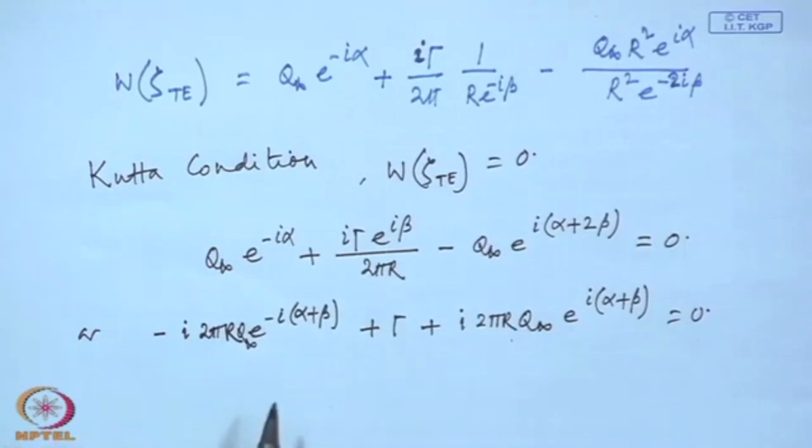So, what is gamma? Now, gamma equal to 2 pi r q infinity, so much. Look at that first and last term, both of them are nearly the same. One is multiplied by e to the power minus i alpha plus beta, the other one is e to the power plus i alpha plus beta. So, out of the two, either the cos or the sin will get cancelled. Which one? One of them is multiplied by minus i, the other one is multiplied by plus i.